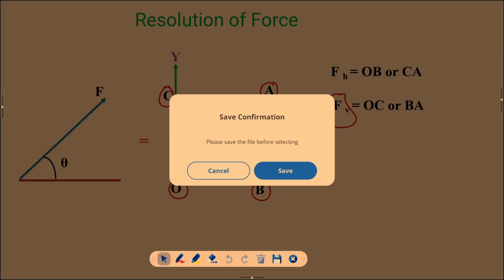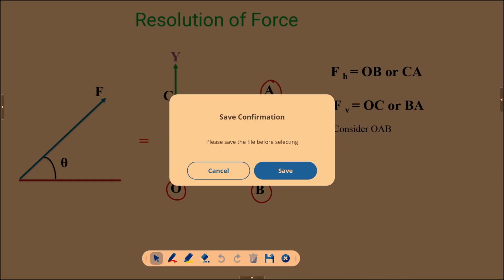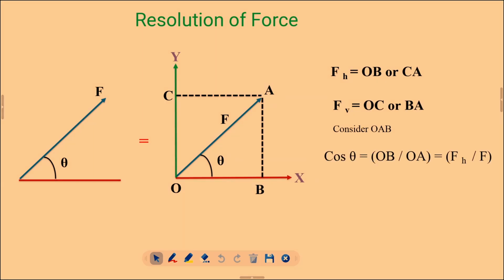Fine. Now I am considering the right angle triangle OAB alone, and this inclination. What will happen? Suppose I construct cos theta. Cos theta is nothing but adjacent by hypotenuse. So your adjacent is OB.